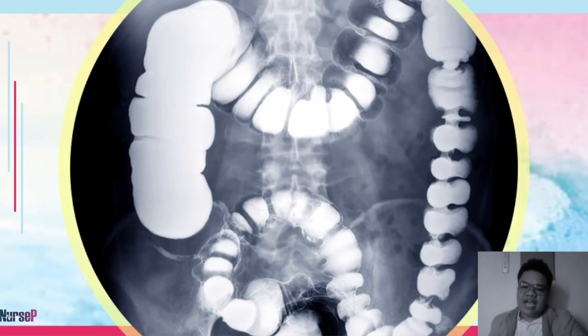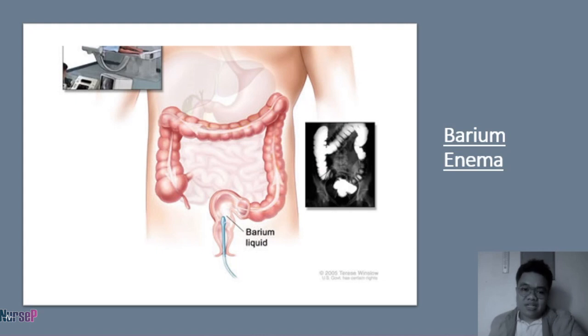Then we have, still, this is an image of barium enema. It shows how the barium liquid is being inserted. Usually your patient is placed on the left side, left side lying position. The purpose of that is by the time that we'll be inserting the barium, it will follow the normal contour of your large intestines in such a way that it will be able to flow throughout your large intestine for visualization.